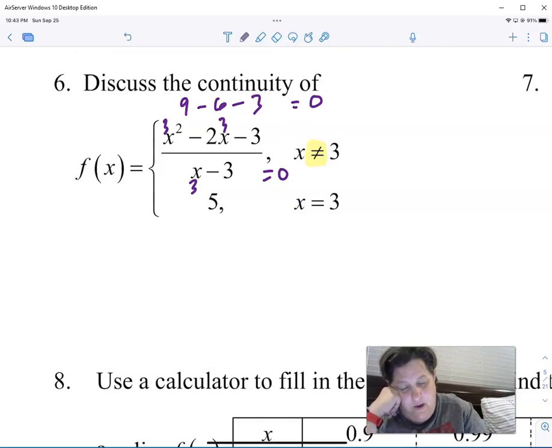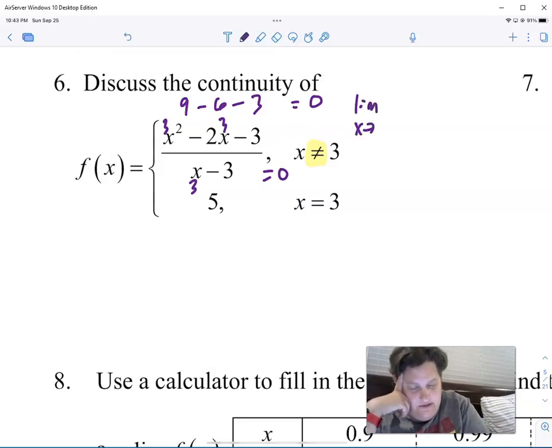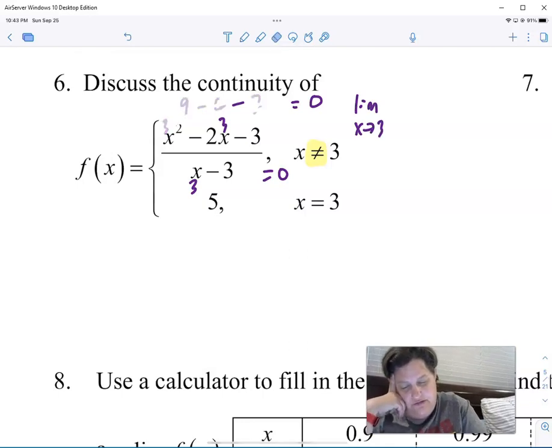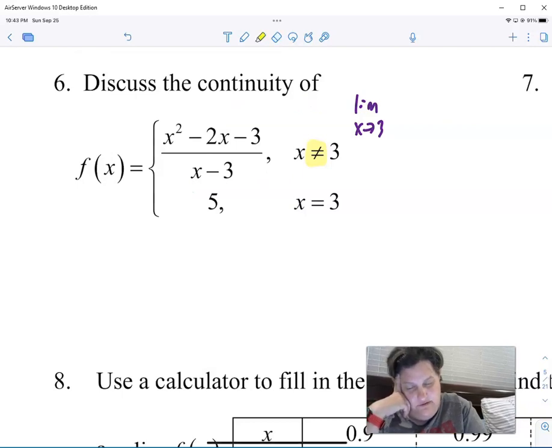Now, what we recognize is this says x cannot equal 3, so we want the limit as x approaches 3. So let's go back and look at this. We know that gave me 0 over 0. The limit as x approaches 3. Go ahead and factor that real quick.